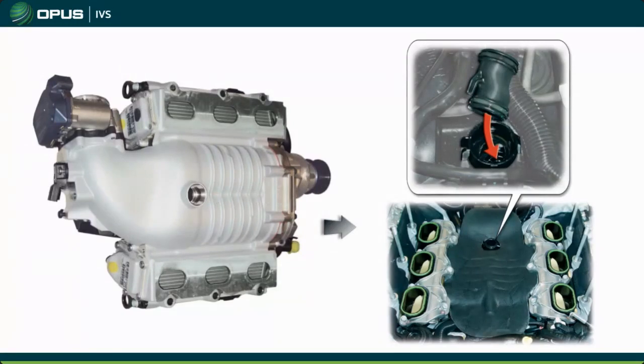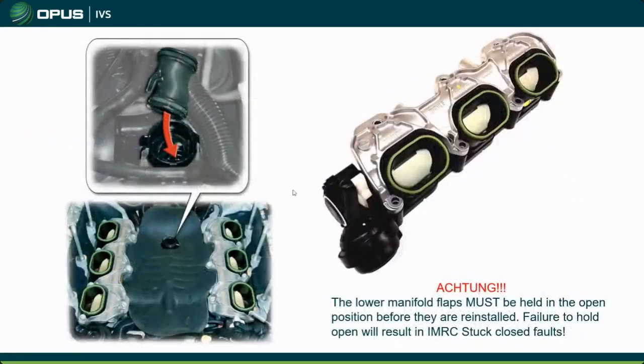Something to note on these systems: after you've replaced this pressure regulating valve, in order to do that, you've removed this lower intake manifold with your flaps. Very, very important here. Achtung. When you put these back down, you must hold these flaps open. Now, the best way to do that would be to put a vacuum pump on here and just pump it up. These flaps will open, and then you can put the assembly back down.